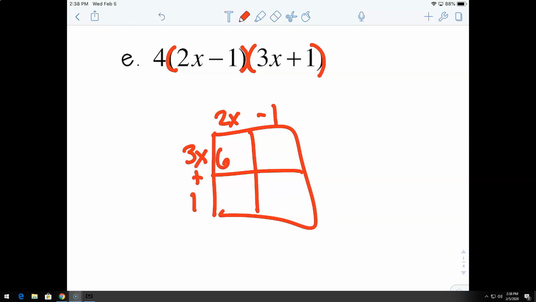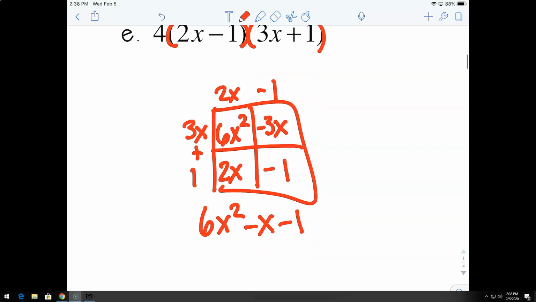2 times 3 is 6. X times x is x squared. 3 times negative 1 makes negative 3x. 2 times positive 1 makes 2x. 1 times negative 1 makes negative 1. 6x squared minus x minus 1.